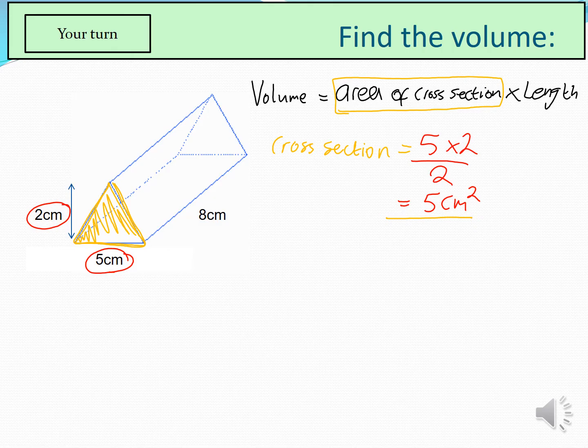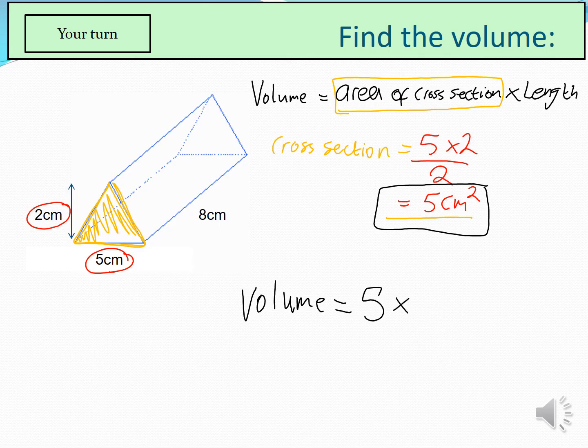Okay, now let's work out what the volume is. So volume is going to be the cross section, which is 5 centimeters squared, times by the length. What is the length of our shape? Our length of the shape is this bit here, which is 8 centimeters. So I'm going to times it by 8 centimeters, and that gives us 40 centimeters cubed. It's a volume, so it's measured in units cubed.